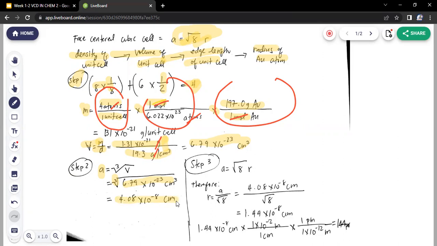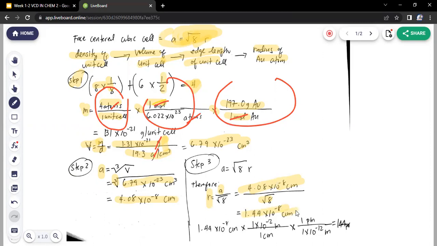Now, finally, we see that the radius of the gold sphere is related to the edge length by this value here, which is a equals square root of 8 radius. Since we are looking for the radius value r, you have to manipulate that, and the variable for radius is a over square root of 8. The value of your a, or the edge length of the cube, is 4.08 times 10 raised to negative 8 centimeter over the square root of 8. Solve that, and you will have 1.44 times 10 raised to negative 8 centimeter.